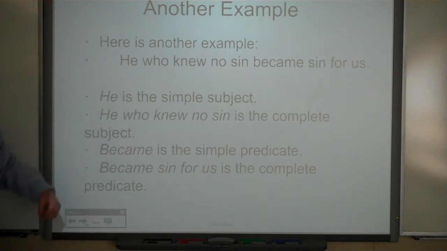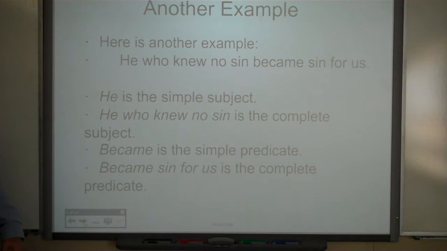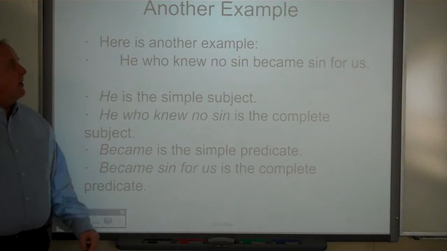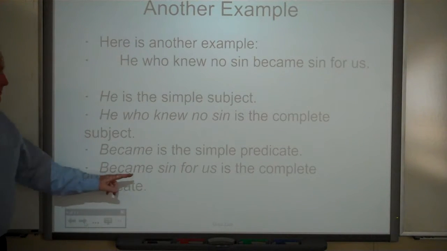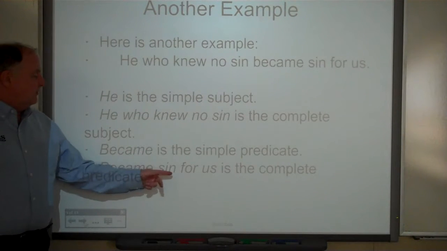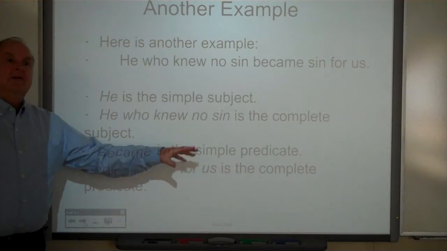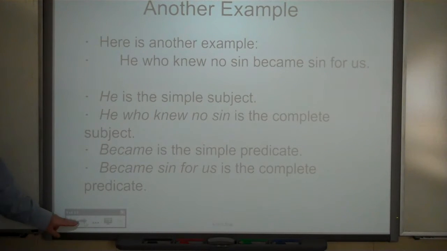Another example. He who knew no sin became sin for us. He is the simple subject. He who knew no sin is the complete subject, because who knew no sin describes he. Became is the simple predicate. Again, just a single word verb. Became sin for us is the complete predicate. Sin plus became plus things describing the subject with the linking verb.